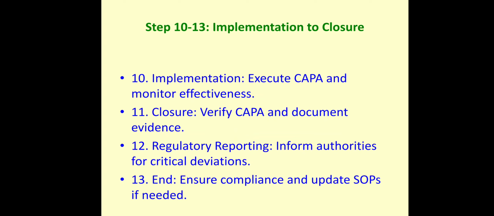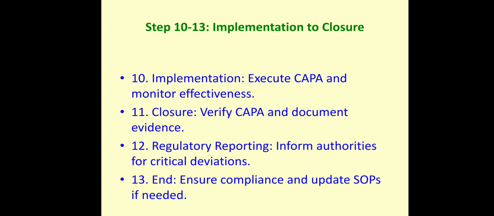Now we'll see step 11, which marks the closure of the deviation process. This involves verifying the CAPA implementation, documenting evidence, and making any necessary updates to standard operating procedures. This step 11 is very, very important because this step is related to verification of CAPA implementation. Means after identification of the CAPA, we are implementing that CAPA. After implementation of CAPA, we should verify whether it is implemented properly or not.